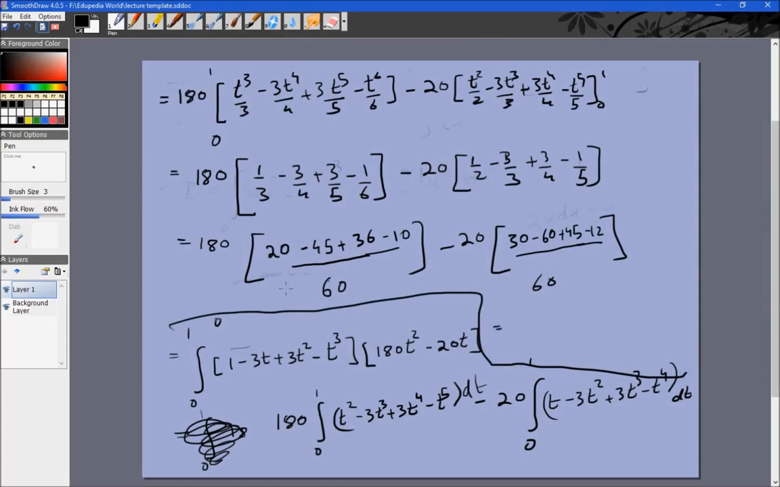And this comes out to be 180 by 60 is just 3 times (20 plus 36 is 56, and 45 and 10 is 55, 56 minus 55 is 1). Minus 20 by 60 is 1 by 3 times (30 minus 60 is minus 30, 45 minus 30 is 15, minus 12 is 3). So 3 minus 1, which is 2. So the answer to this somewhat long question, but simple, not a very hard question, is the integer value 2. Let's move on to the next question, 56.